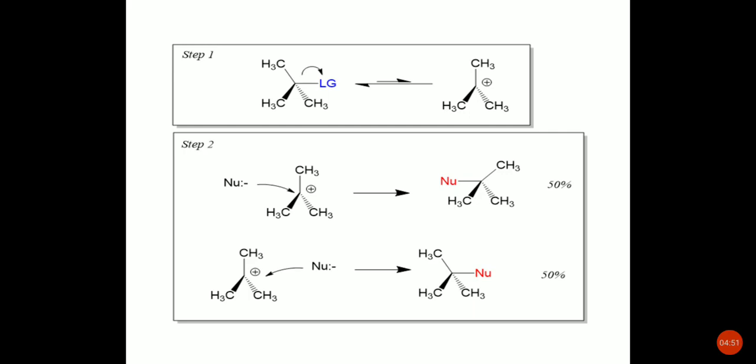You can understand that you are getting a positively charged tertiary carbocation in step 1. Okay, that is, in the first step the leaving group breaks the bond between carbon and the halide. The leaving group may be a halide, and you get a carbocation. The nucleophile can attack from either side, from the left side or from the right side, and you get two products.